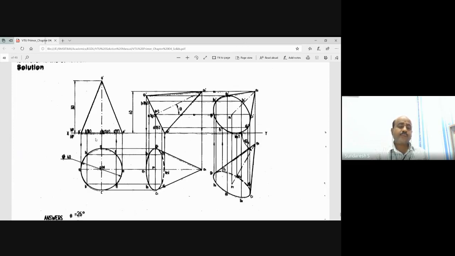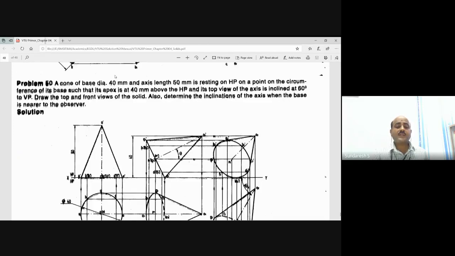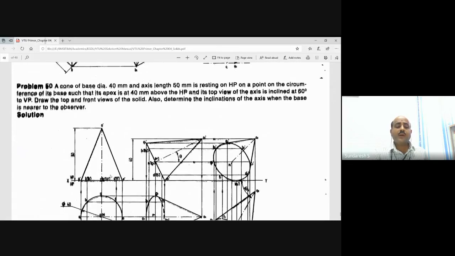From the axis, the projector line which you are drawing, measure from the XY line 50 millimeters for the axis length. Mark a point as O dash, which represents the apex of the cone. Then draw a line from O dash to the last corresponding point on either side of the axis, which is A dash on this side and E dash on this side. Please don't join any other points. Only these are called the end generators.